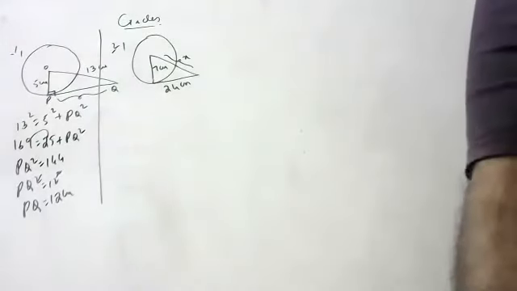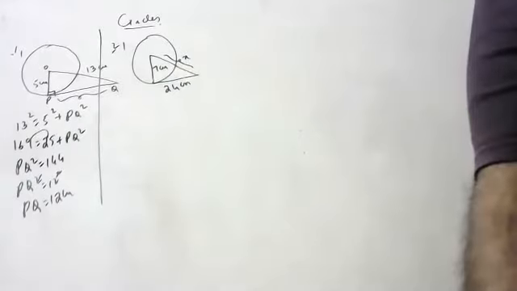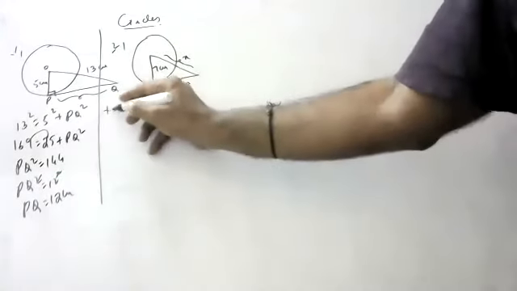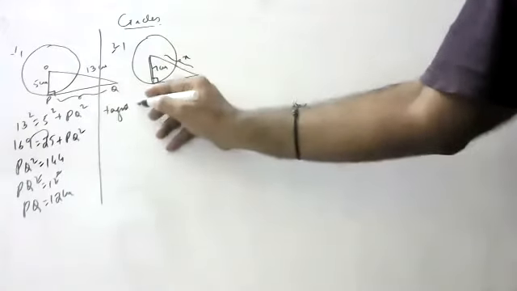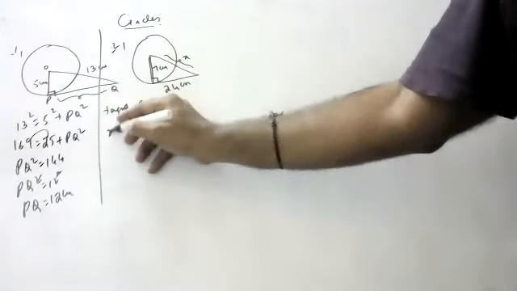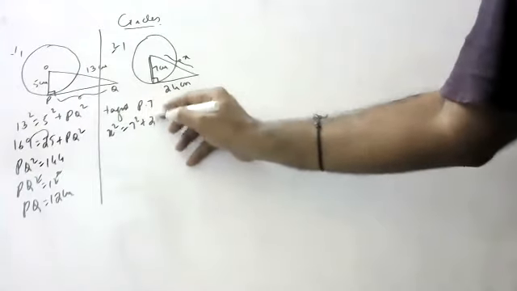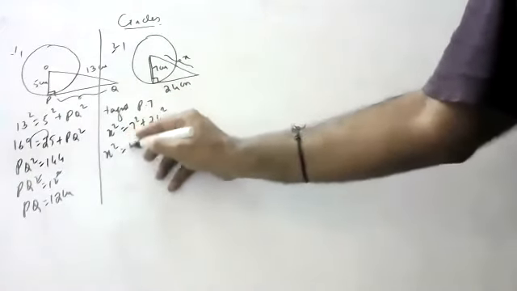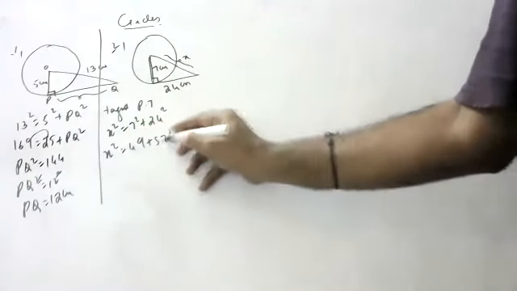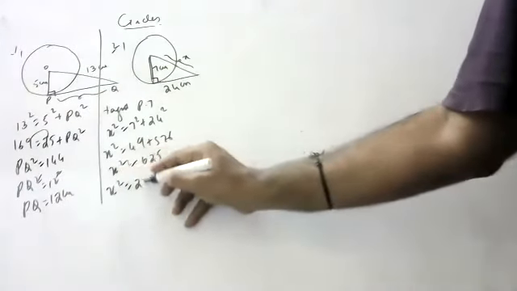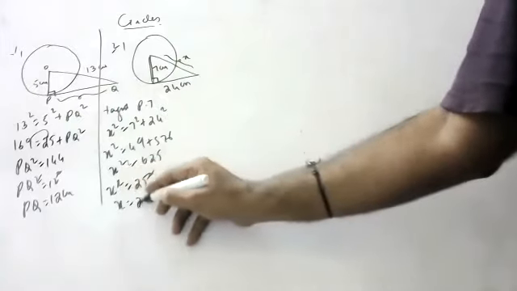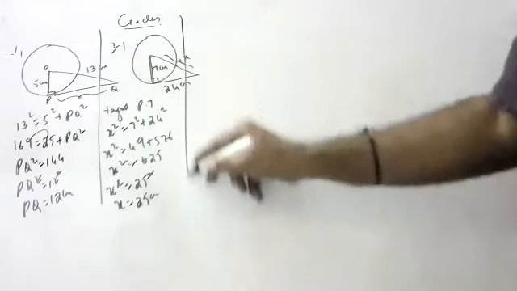Since the tangent is perpendicular to the radius, you compulsorily have to mention that statement. Apply Pythagoras theorem, children. So what do you get? X square is equal to 7 square plus 24 square. X square is equal to 49 plus 576. X square is equal to 625. X square is equal to 25 square. X is equal to 25 centimeters, the distance from the center.